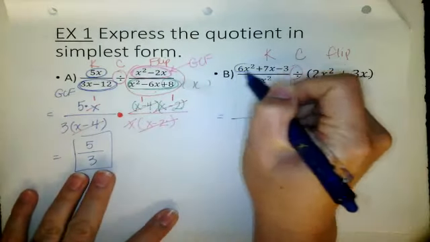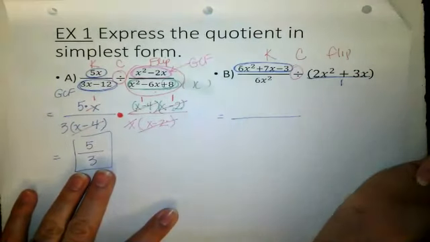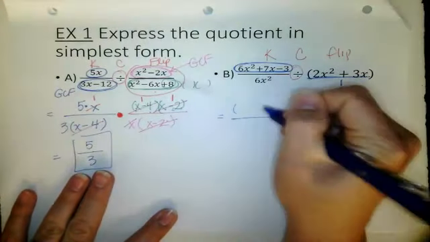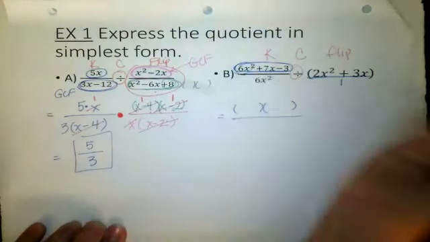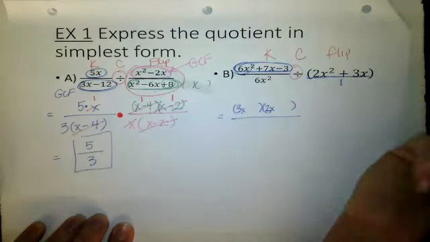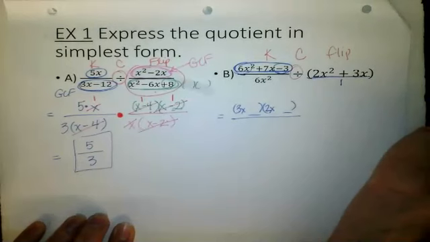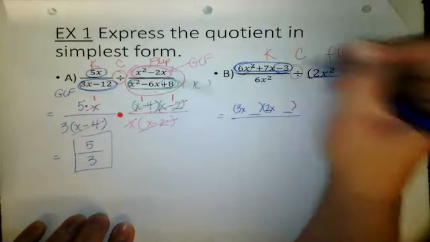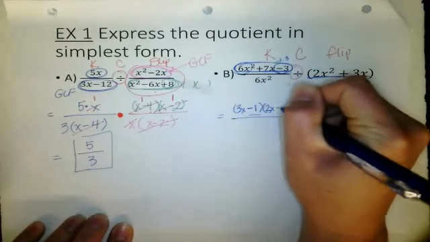So let's look at the 6x squared plus 7x minus 3. What can we do with that? Double bubble. Yes, it does double bubble. What times what is 6x squared? 3x times 2x. Good. And then last times last has to be negative 3. What times what is negative 3? Negative 1 and positive 3.